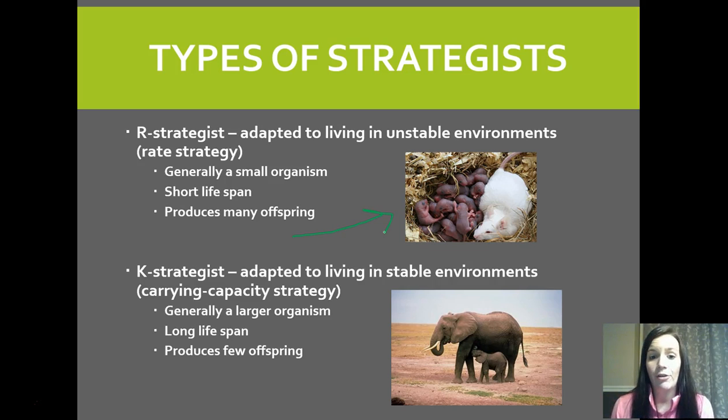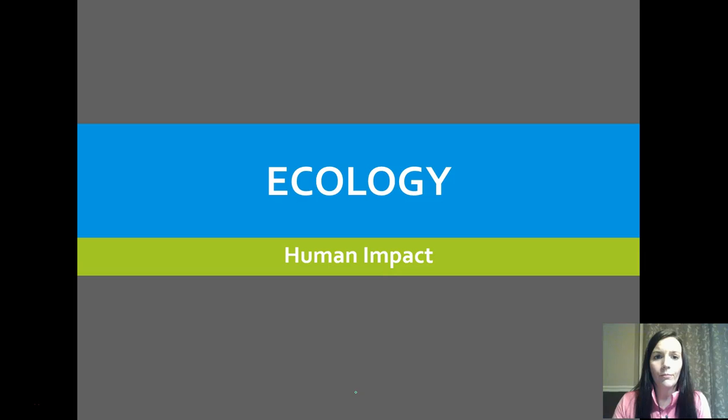K strategists, on the other hand, are adapted to living in stable environments, and this is the carrying capacity strategy. So these are generally larger organisms, they have a long lifespan, and they produce few offspring. If you look at the elephant here, elephants are pregnant for over a year before they have babies, and even then they just have one baby at a time.